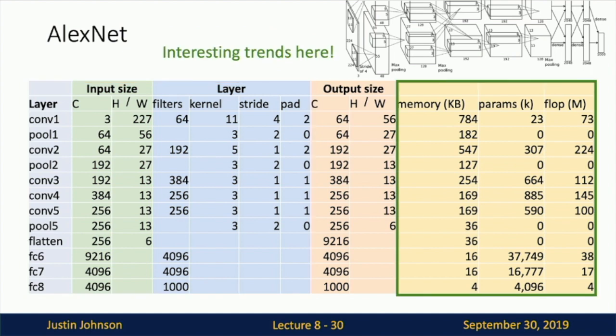But if we look over at these last three columns and look at the memory, the parameters, and the flops marching down through the network, then we start to see some very interesting trends that hold true not just in AlexNet, but also across a lot of different convolutional neural network architectures. Here, we've already pointed out one trend that all of the pooling layers take such little floating point operations that they all round down to zero. So we can effectively discount the pooling layers when trying to count the number of operations in a neural network.